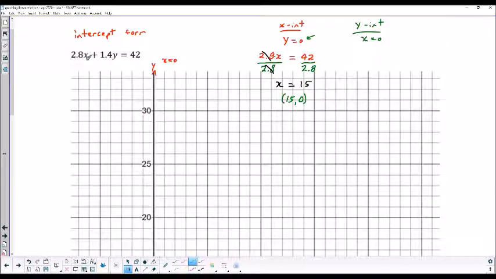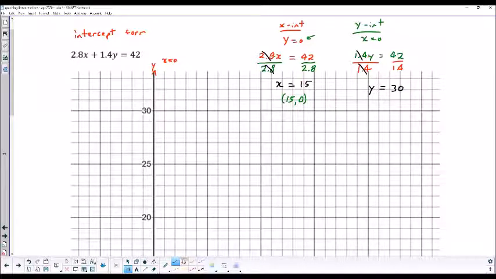And then when I substitute x equals 0 into here, 2.8 multiplied by 0 is just 0, and 0 plus 1.4y is still just going to be 1.4y. And so 1.4y equals 42. 1.4y indicates 1.4 multiplied by y. And so in order to isolate the y, I'm going to divide both sides by 1.4. And 1.4 divided by 1.4 just leaves you with 1. So we're just left with y equals, and then 42 divided by 1.4 is going to be equal to 30.